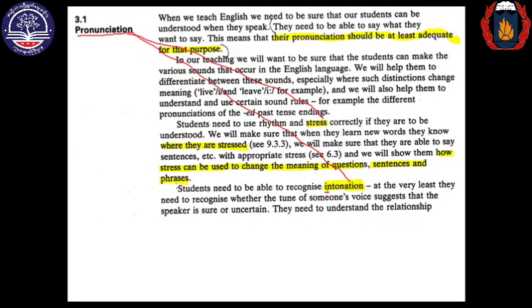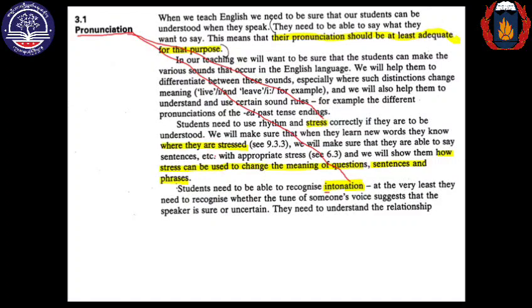What does intonation mean? Intonation is at the sentence level, okay? There is a rising intonation and falling intonation. At the end of the sentence, there may be rising intonation or falling intonation. Stress is at the word level.